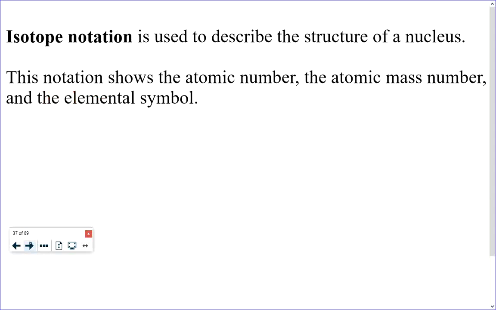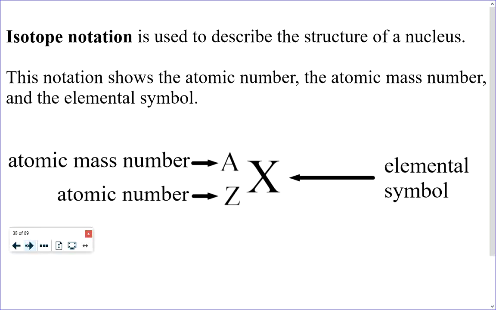Isotope notation is the way we communicate all of this without having to use a whole bunch of words. The notation is always going to show 3 things. It's going to show the elemental symbol. In other words, it will show Co for cobalt, Cu for copper, Al for aluminum, O for oxygen, whatever the elemental symbol is. And then it's going to show 2 numbers, the atomic mass number up top and the atomic number on the bottom.